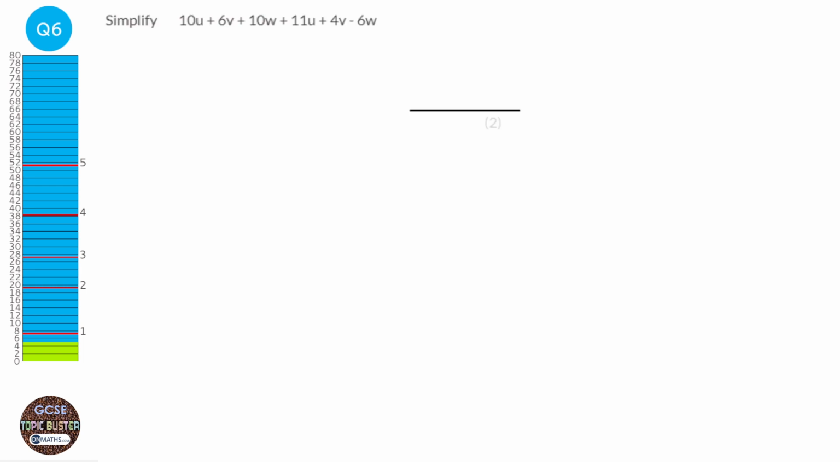This question's all about like terms. So what we can do is add this 10u with this 11u to make 21u. We can also add this 6v with this plus 4v to make 10v. We can also add this 10w to this minus 6w. So 10 take away 6 is 4w, so plus 4w.